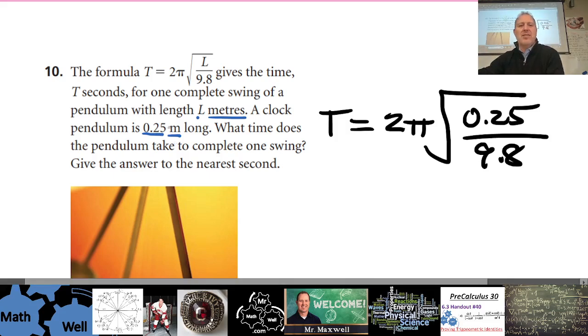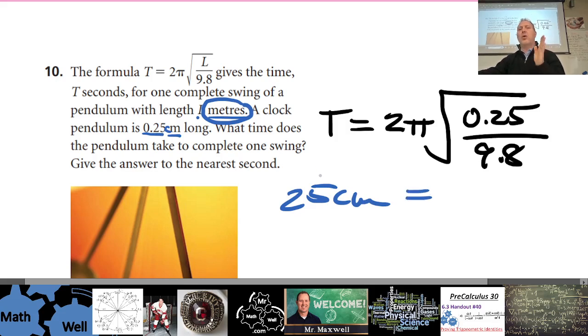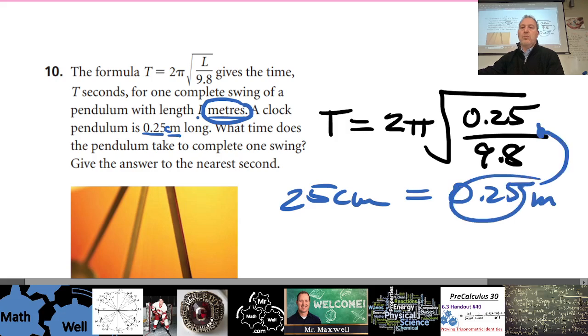But let's say that this was 0.25 centimeters. Can you just plug 0.25 into your formula? No. You have to convert it first to meters. So you have to make sure your units line up. Okay? So if I said 25 centimeters, you would have to say, hey, wait a minute, this formula only takes meters. I need to convert that to meters, which I know that there's 100 centimeters in a meter, 0.25 meters. That's the number you put in.